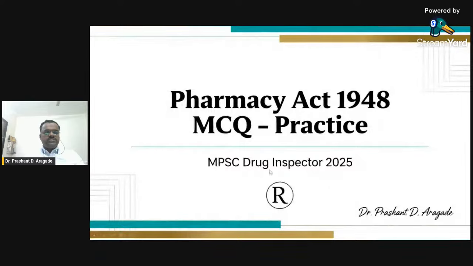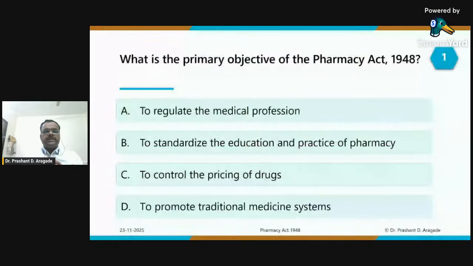So here is the first question on your screen. What is the primary objective of the Pharmacy Act 1948? Whether to regulate the medical professions, or to standardize the education and practice of pharmacy, to control the pricing of drugs, or to promote the traditional medicine systems. As you know very well, the Pharmacy Act 1948 was established not to regulate the medical profession. It regulates the pharmacy profession.